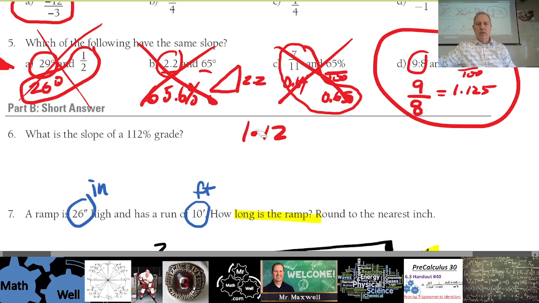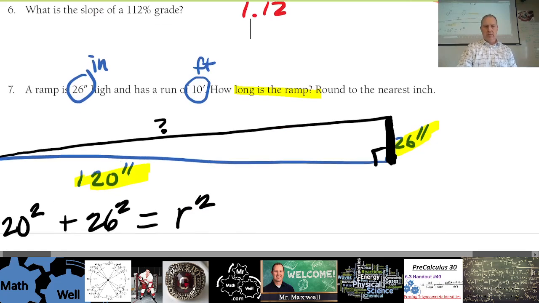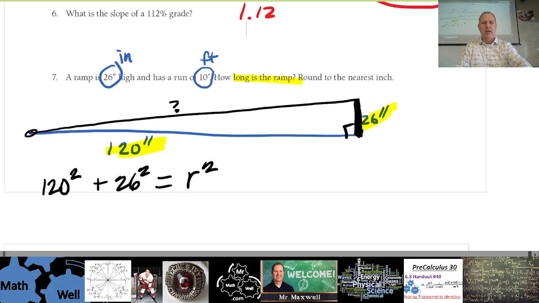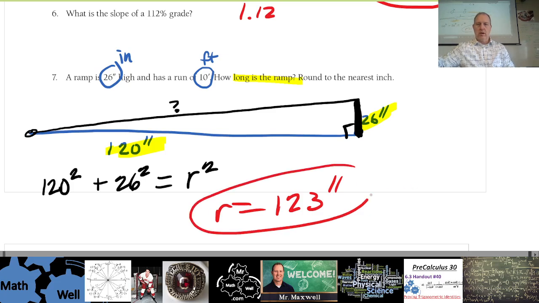Right? Okay. And let's see, number 7. So when you guys finished number 7, you should get for R equals 123 inches long. You did 1.1. Okay, it says round to the nearest inch. So that is something I do want you to pay attention to.